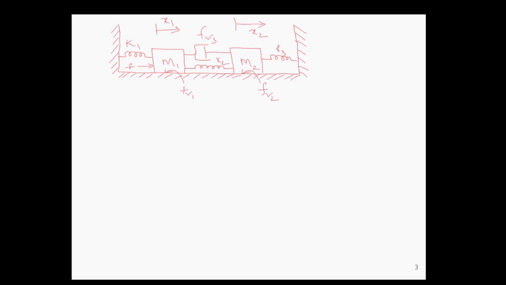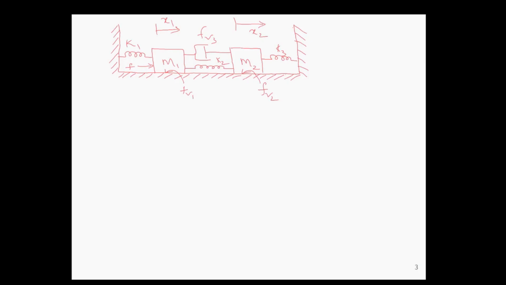Now we will see another example where we have two masses m1 and m2. There is a spring attached between the fixed point and mass 1 with a spring constant k1. There is a damper attached between m1 and m2 with a damping coefficient of Fv3, and there is a spring attached between M1 and M2 with a spring constant K2, and there is a spring attached between M2 and the fixed point with a spring constant K3.